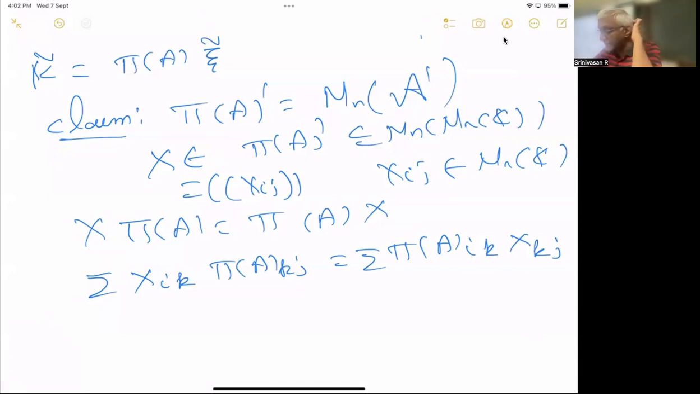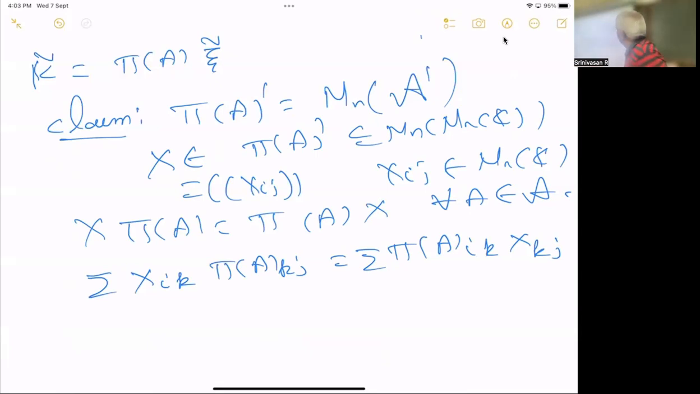So Xij, pi of A Kj, the matrix entry of this product here. This is in pi of A commutant, which means X commutes with pi of A for all A in the algebra. I'm just writing it. So what is this pi of A Kj? It is nonzero only for K equal to J, otherwise it's 0. So when I is not equal to J, both sides are 0.